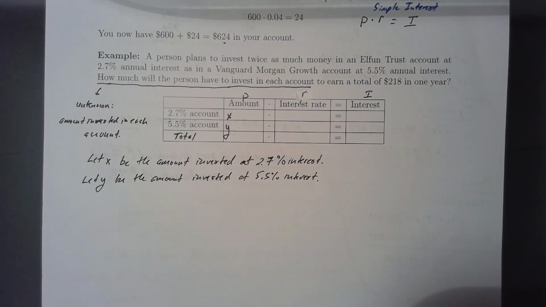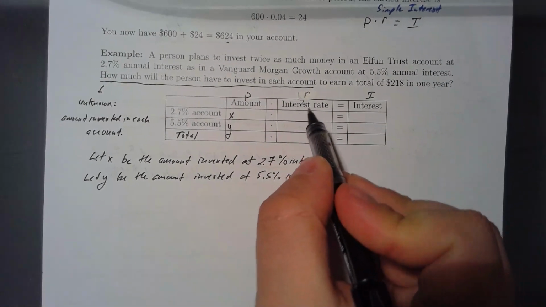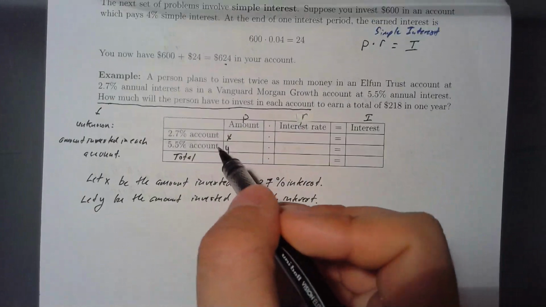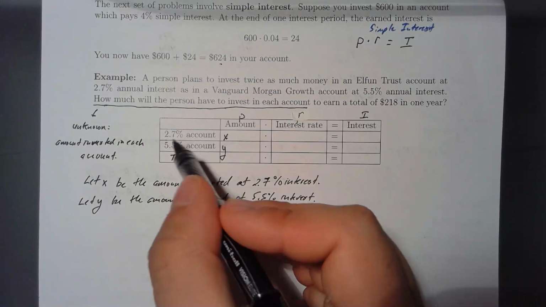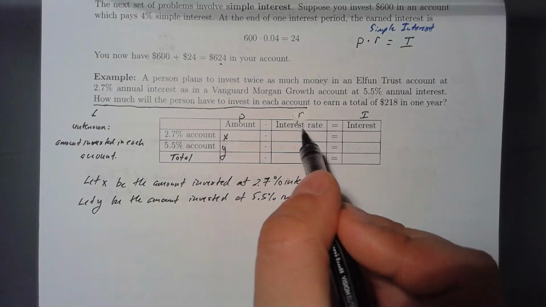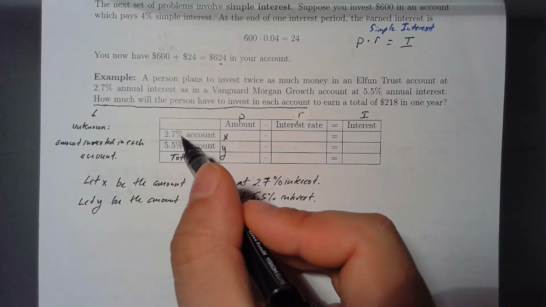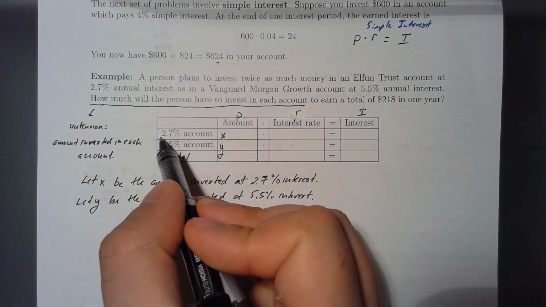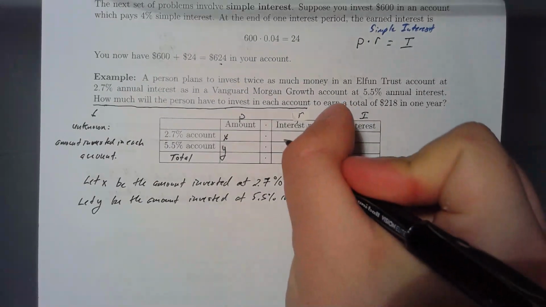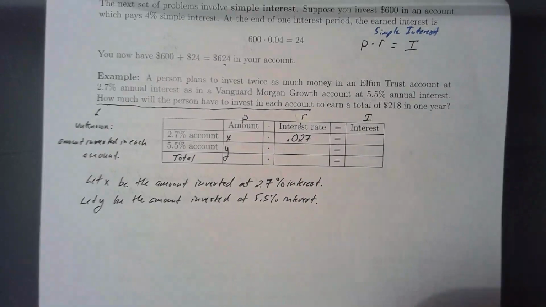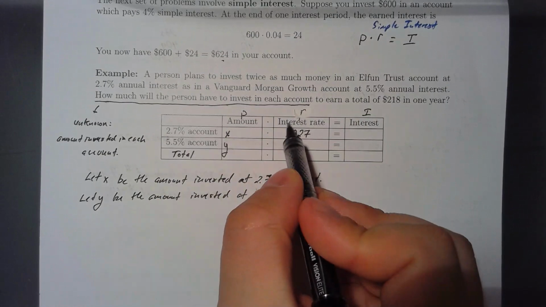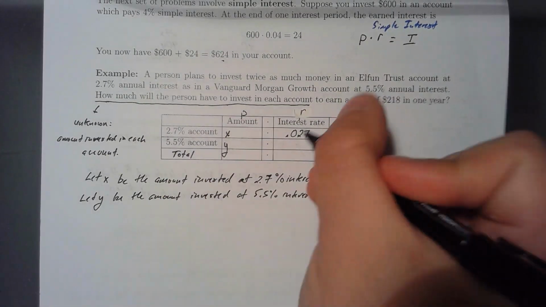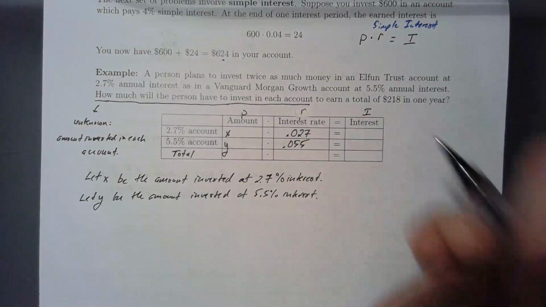So what's the interest rate at 2.7%? Well, 2.7%, I have to write that as a number. How do you write a percentage as a number? You move the decimal point to the left twice. So when I move it over here and then over once more, it's going to be 0.027. How do I write 5.5% as an interest rate? Move the decimal point to the left twice. So that's going to be 0.055.